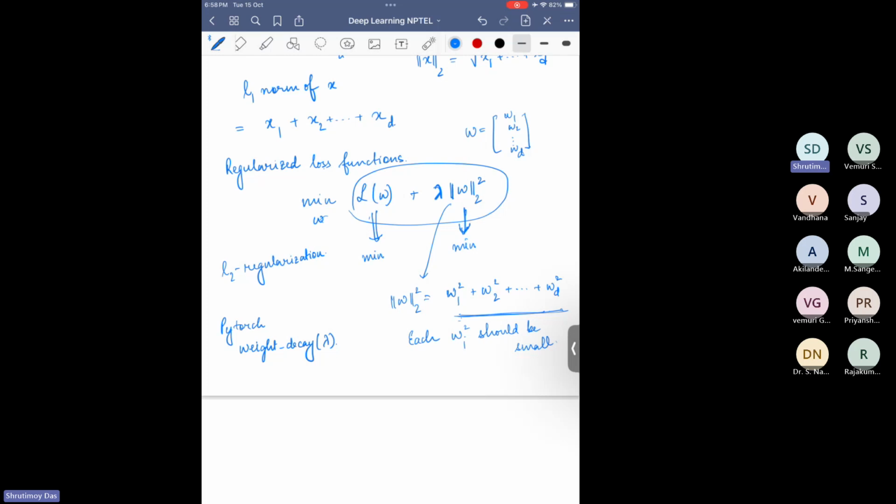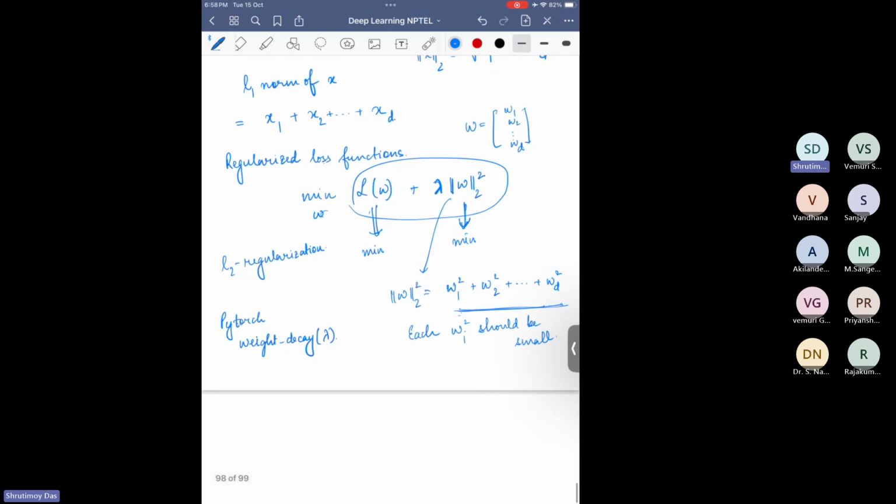If you code in PyTorch and you call something like optim.SGD, and you look at the options, there will be an option called weight decay. You have to set the value manually. Once you give a weight decay, the neural network will try to minimize the L2 regularized loss for your problem.